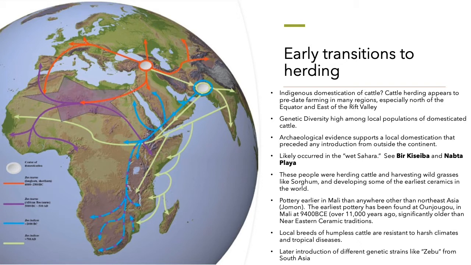What's also interesting is that you see, in addition to the high genetic diversity of the local populations of domesticated cattle, the local breeds, especially of the humpless cattle in West Africa, are resistant to harsh climates and tropical diseases. And this suggests a long period of residence and development of these varieties. And there's a later introduction of different genetic strains, like the Zebu cattle with the hump. These are introduced later from South Asia, India, and Pakistan region, and their genetic mix is now found in many herds of cattle throughout Africa, but they represent a later introduction of that.